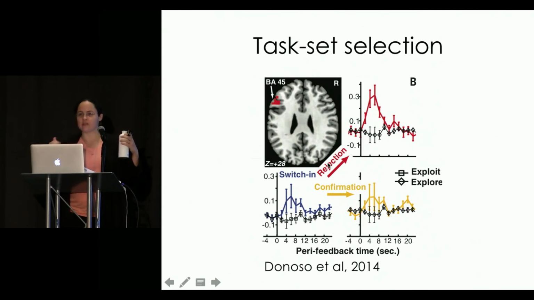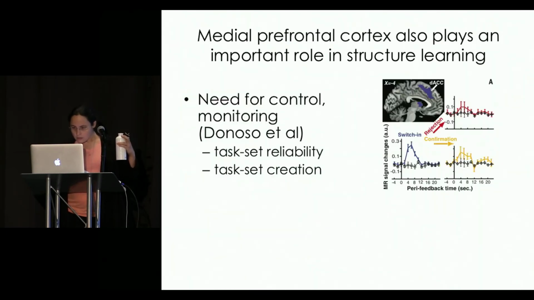So this is the pattern you get in this rejection event, which is rejecting the probe task set, so reusing an old task set: you seem to reactivate this lateral prefrontal cortex region. Whereas when you switch in, so go away from your default behavior towards an exploratory period, this dorsal ACC region comes into line, potentially indicating need for more control or something. And I didn't put this one in my slides, but it has a fairly specific pattern too.